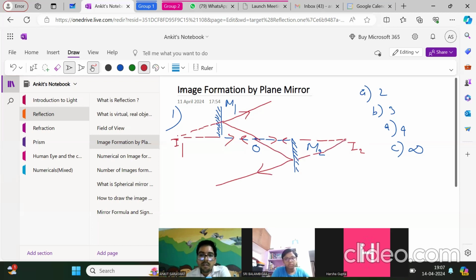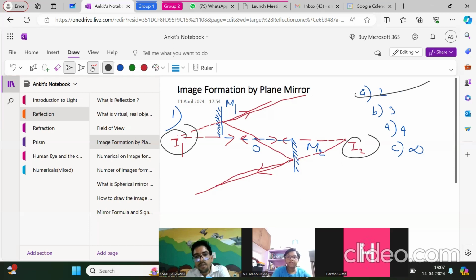Now tell me, any other rays, any other image will form? These reflected rays are going here. This is going here. So only 2 images are possible: I1, virtual image 1, virtual image 2. Option A. Clear?